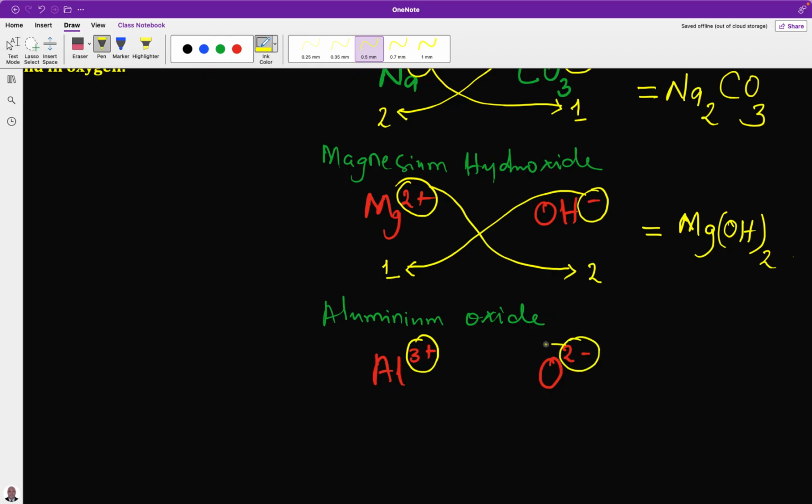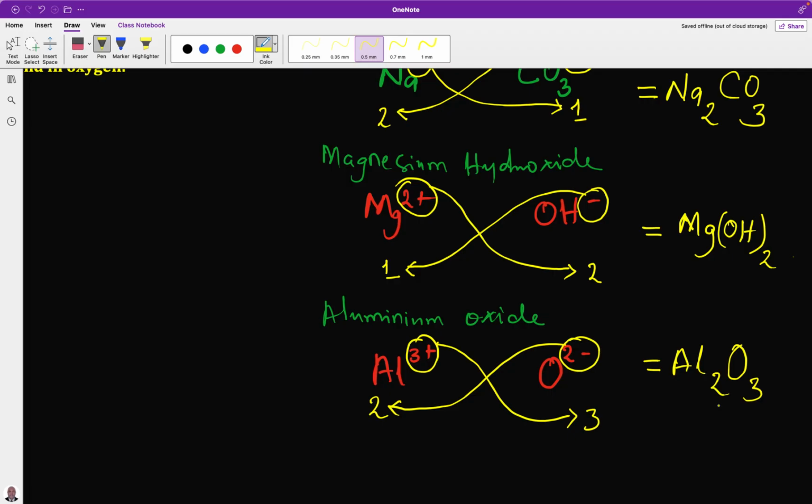And then we have to swap this, and we have to swap this. In that case, here we have 2, and here we will have 3. So in writing our formula, it is Al, there are 2, and there is O, 3. That is how you can do that.